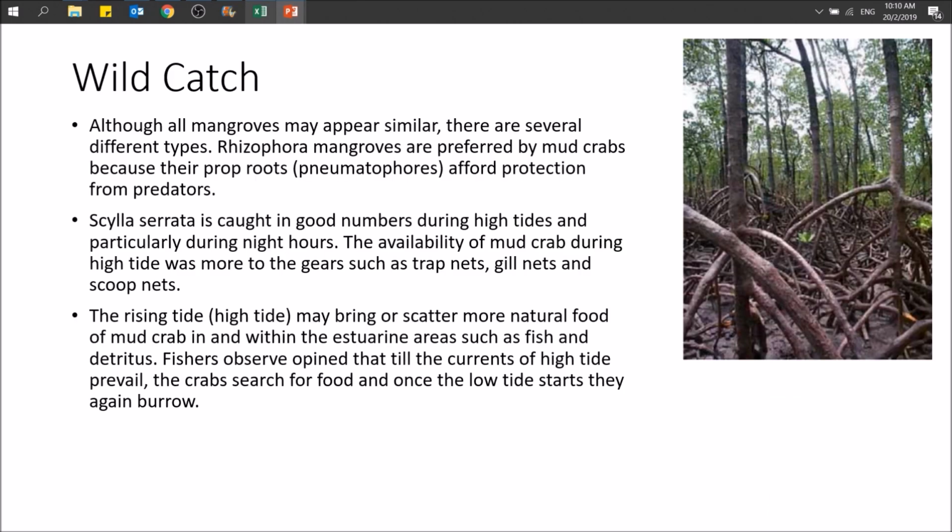We have earlier talked about the typical habitats in which the crabs reside. They usually stay in what we call mangrove forests, in which the water is brackish water. They can also reside in nipa forests. Usually crabs are caught in good numbers during high tide, probably because the rising tide brings more natural food inland, and the crabs forage around and are caught during this period. When low tide starts again, they burrow into the mud.